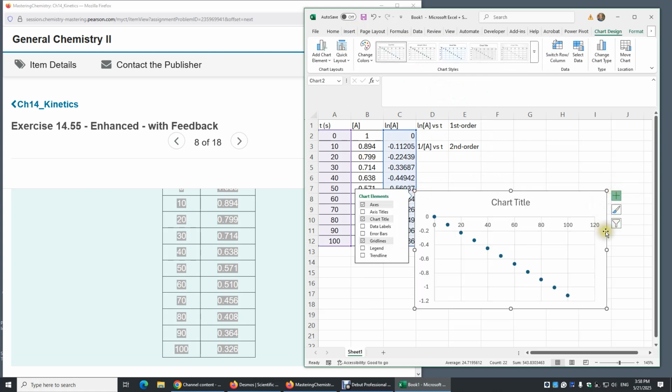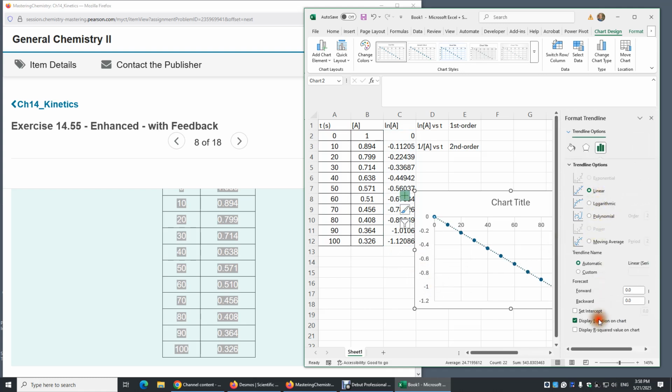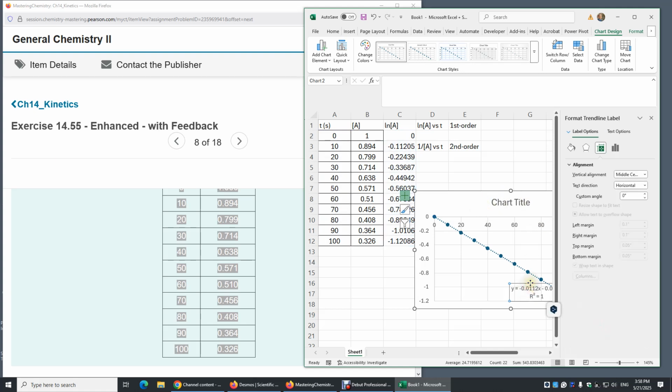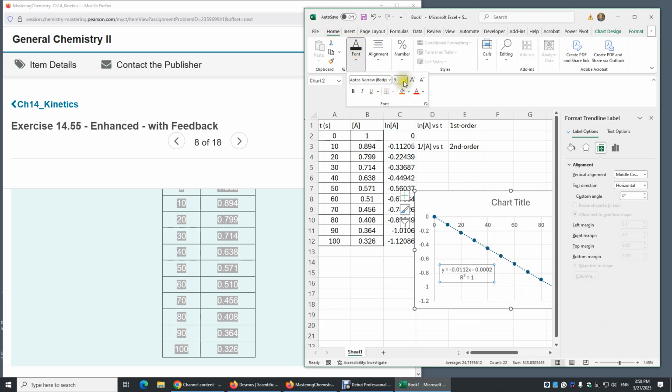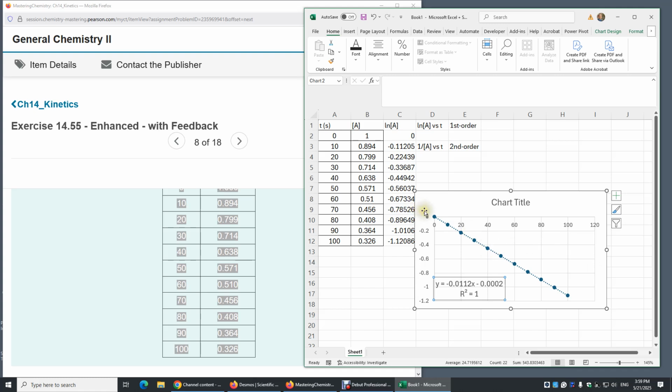Now for the trend line, don't check this yet, just click the arrow, more options. Let's choose linear, display the equation. Let's make the equation a little bigger. Click home, font size, maybe 12. It's large enough, and you can see R squared is 1. The data is following a linear trend. We have a linear equation with a slope and intercept, and R squared is equal to 1.